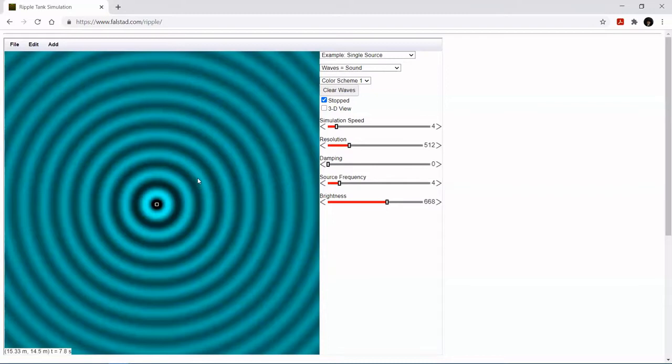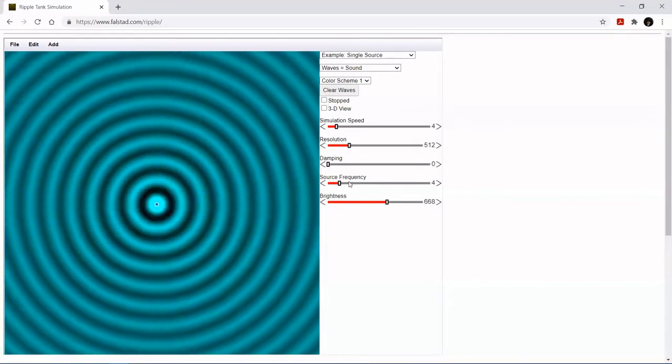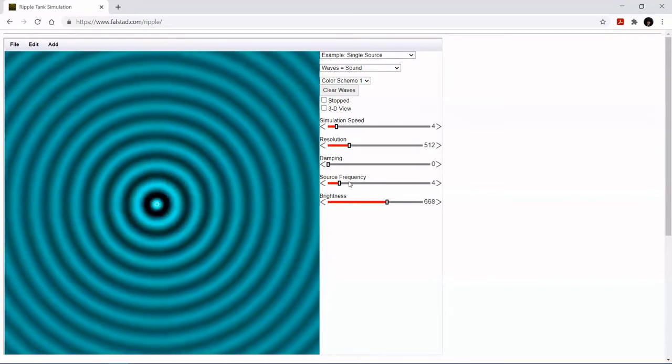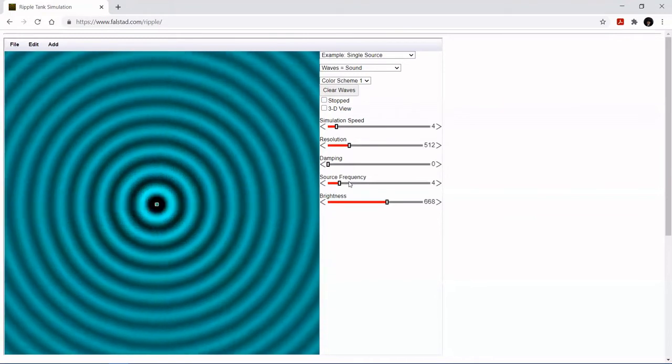But the bright spots you can think of as the crests of the wave, and the dark spots are like the troughs. So the wavelength is pretty apparent there. And because the wavelength is obviously constant in time, and the speed of the wave also appears to be constant, that means the frequency is constant. So here's a single source of constant frequency waves.